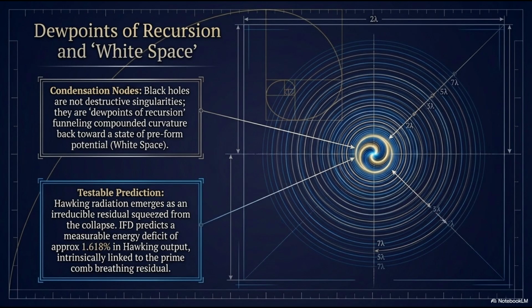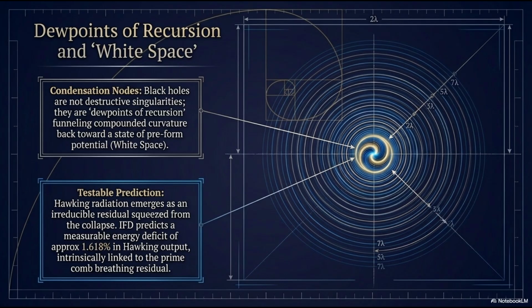Under IFD, black holes are dew points of recursion. Dew points of recursion? Yes, they are condensation nodes. They take the extreme compounded curvature of reality at their event horizon and funnel all that mass and energy back into its origin state. Into what? A state of pure preform potential that the paper calls white space. Like a blank canvas at the bottom of the fractal. Exactly. And this isn't just a philosophical idea.